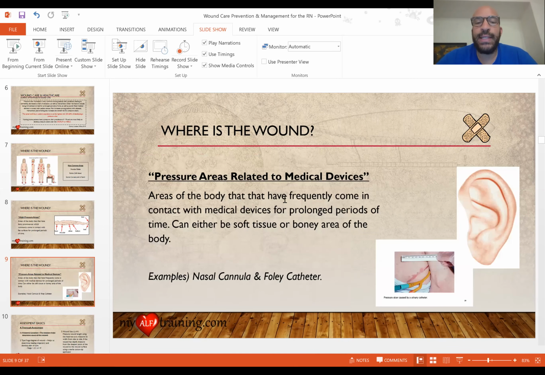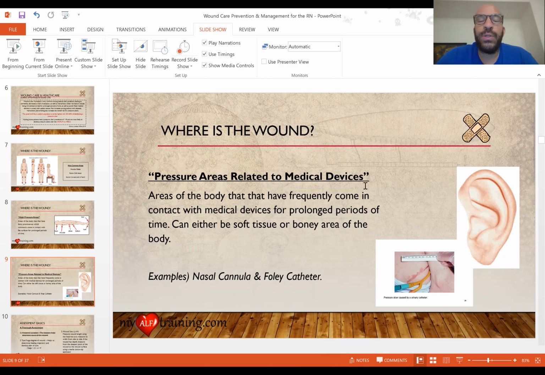We defined what a high pressure area is, and we even talked about high pressure areas related to medical devices and the more common medical devices that we need to look out for, which were nasal cannulas and Foley catheters. These are the specific medical devices to watch for in regards to patients developing a pressure sore related to simply the presence of a medical device, because, behind the ear specifically on a nasal cannula and the thigh in relation to a Foley catheter, our body is constantly in contact with these medical devices.